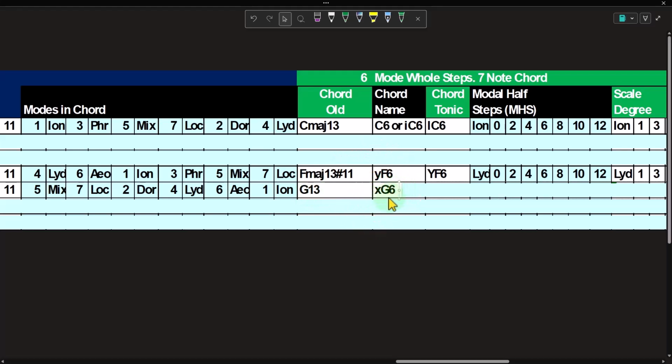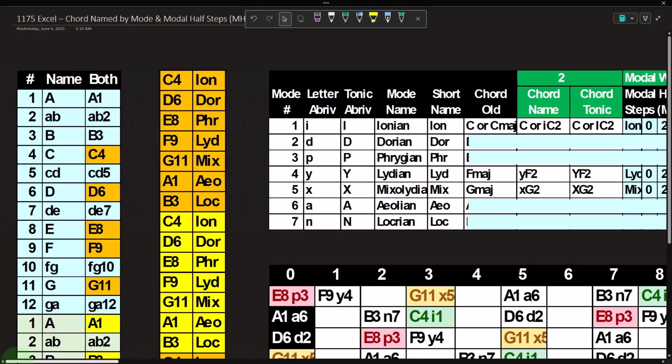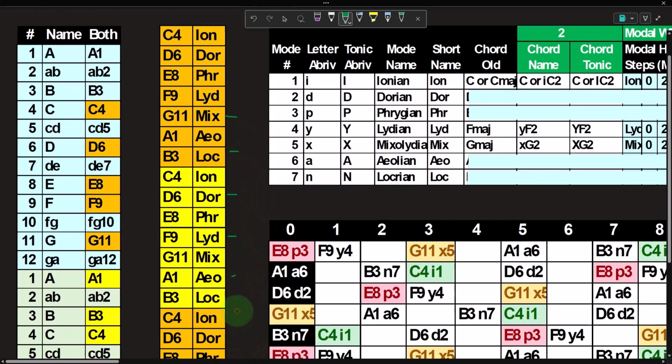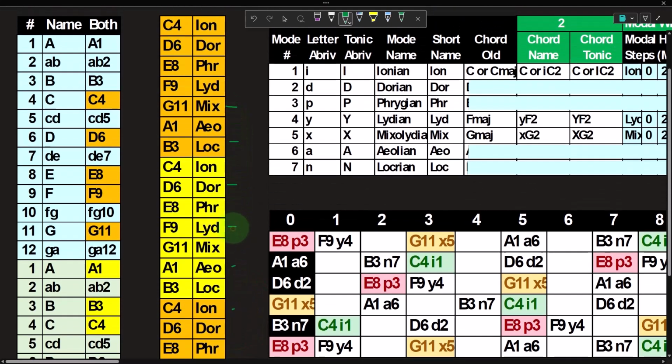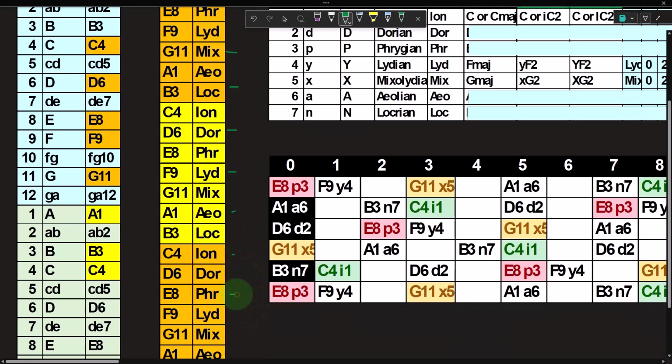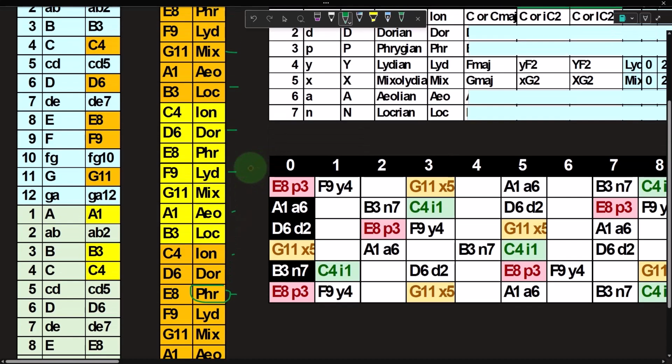So a 5G6 or an XG6: 6 modal half steps from the node you're on, the Mixolydian node, which in this case is a G. And if it was the modal center, I can make it capital. So this gives me a little bit more context, and it tells you exactly what is happening. Let's go back on over and count it out one more time. So for Mixolydian, from a scale degree, 1, 3, 5, 7, 9, 10, 11, 1, 3, 5, 7, 8, 9, 10, 11, 12, 13. 13 is equivalent to the 6.